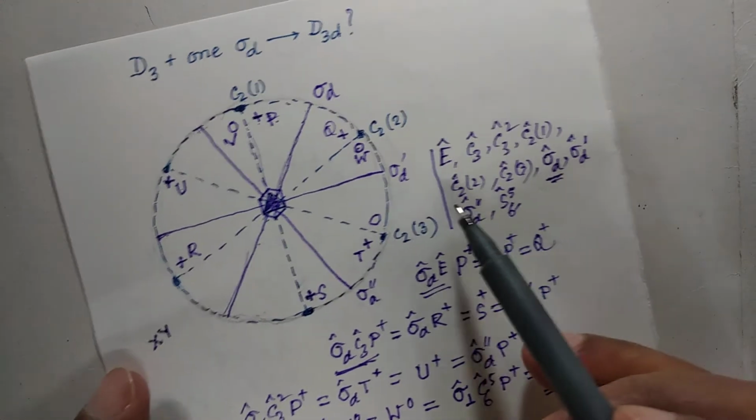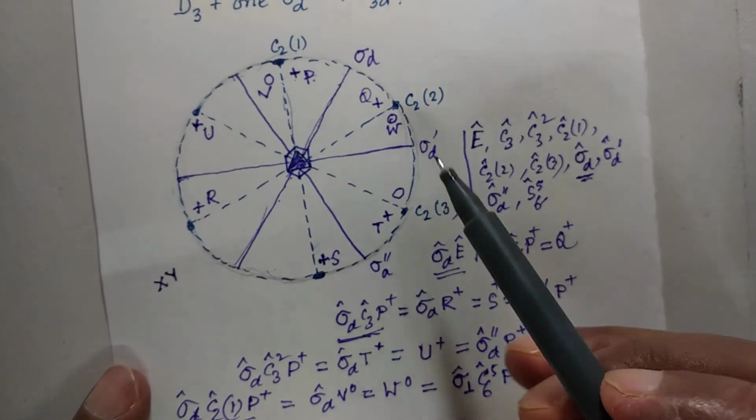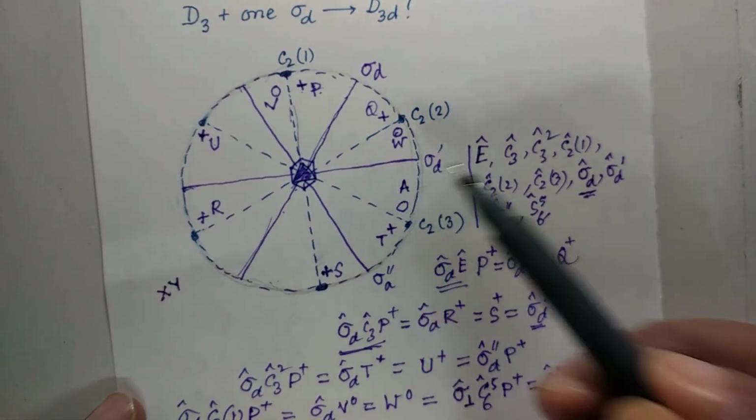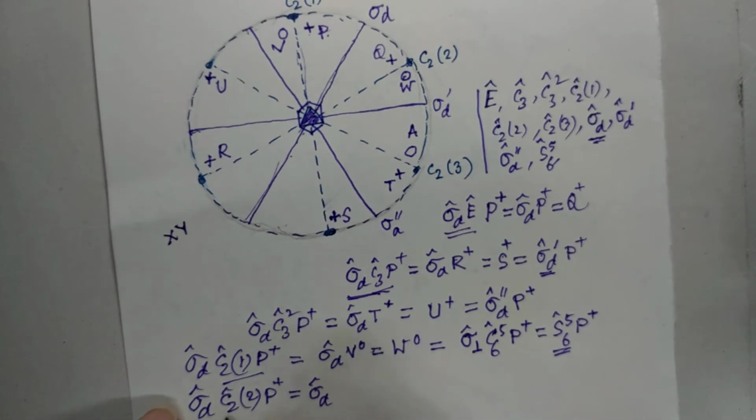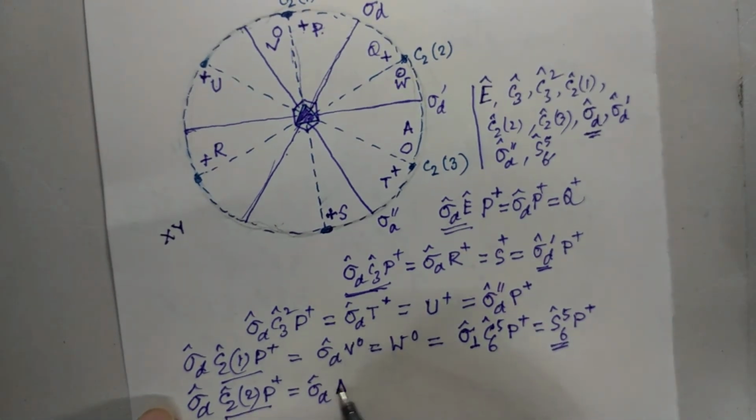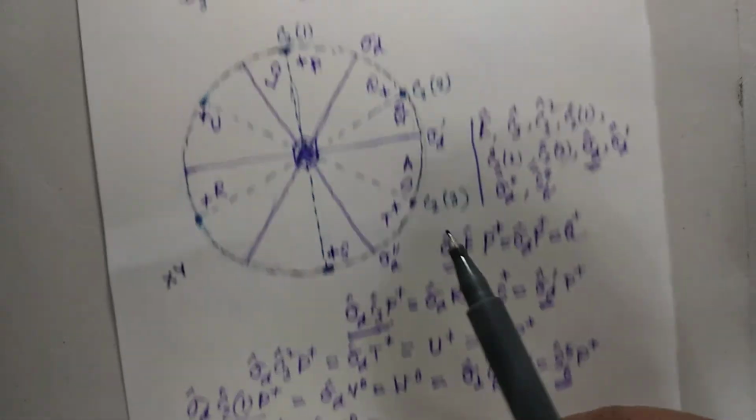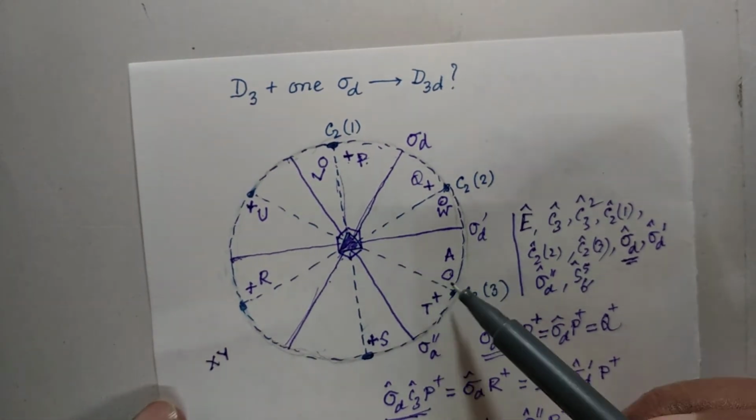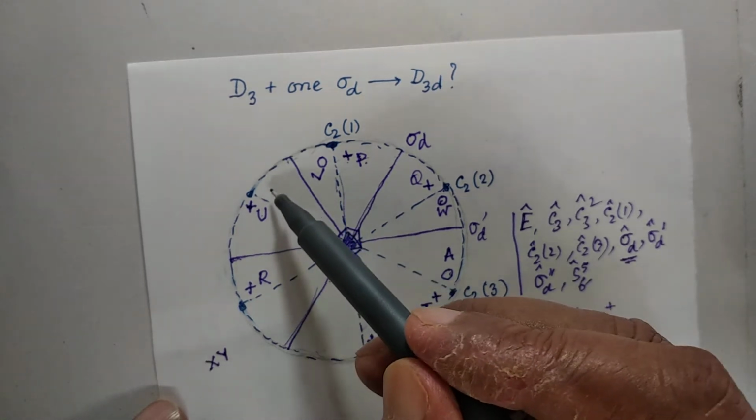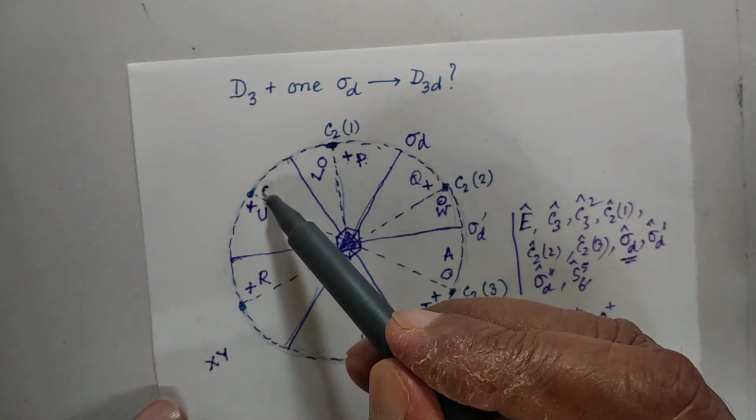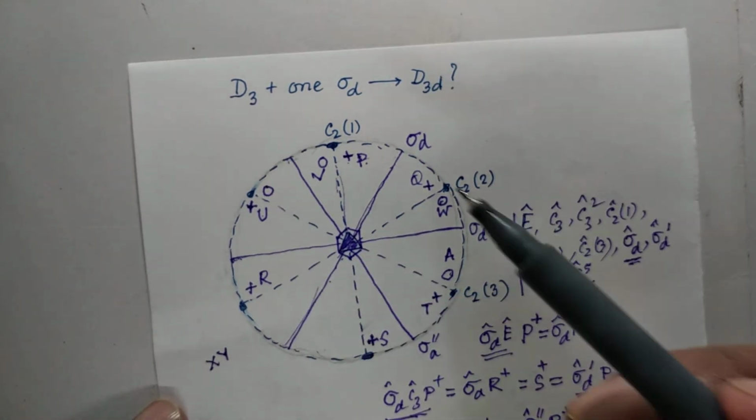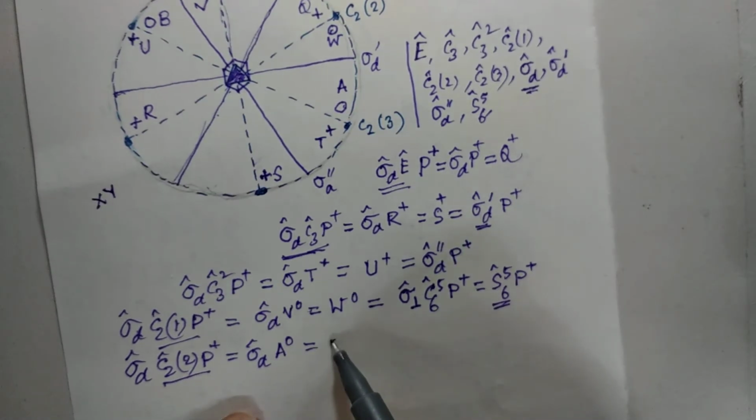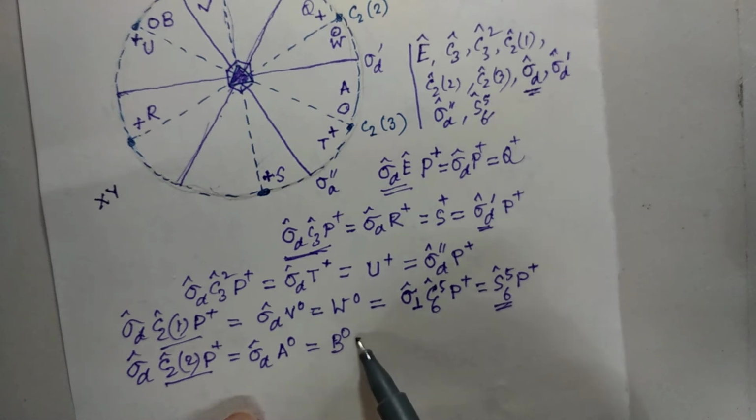Here, let us give it a name, say A. Then this part is A hollow, and when this point is reflected on the sigma d plane, we will arrive at a position like this. Call it B. So our result is B hollow.